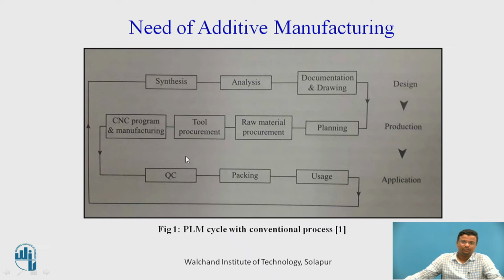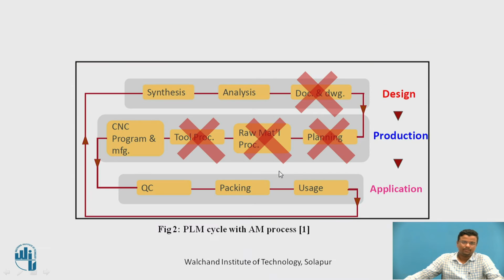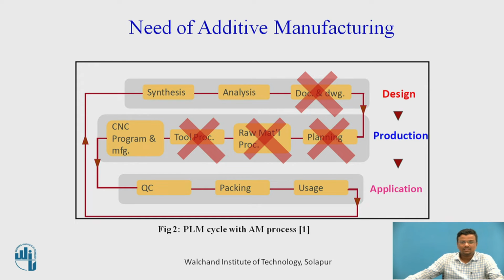After that, whenever the product is developed, it will be checked by the quality control engineer. After checking, it will be provided to the customer's hand. After discussing the conventional cycle, this is the product life cycle with respect to additive manufacturing. There are different types of processes which are not included in additive manufacturing because there is no use of those processes. So definitely we can say there is a lot of time saving in additive manufacturing processes.